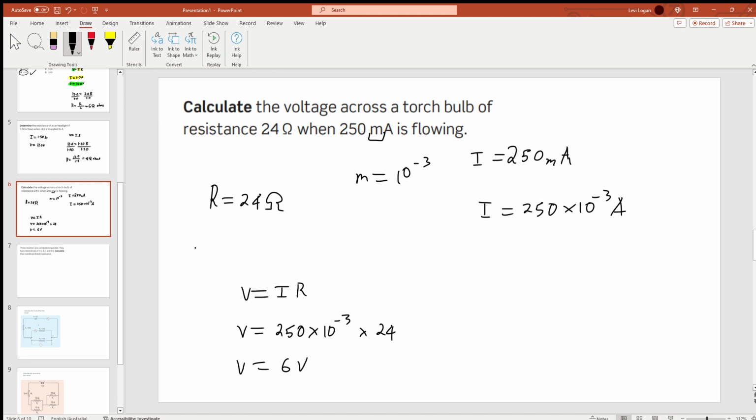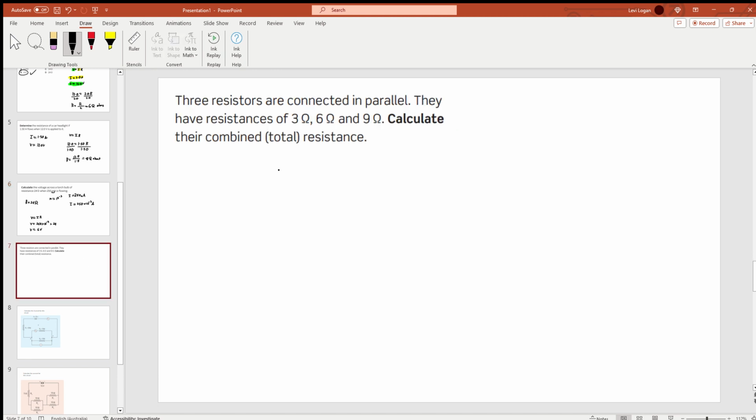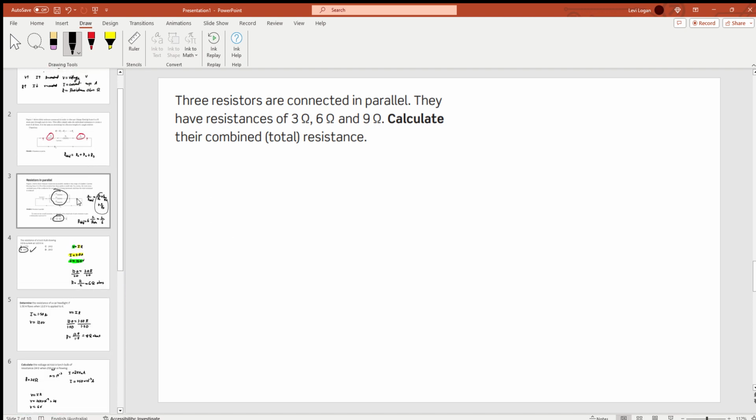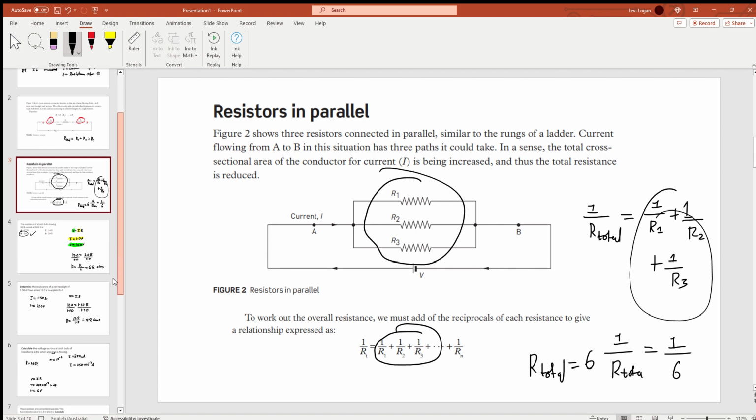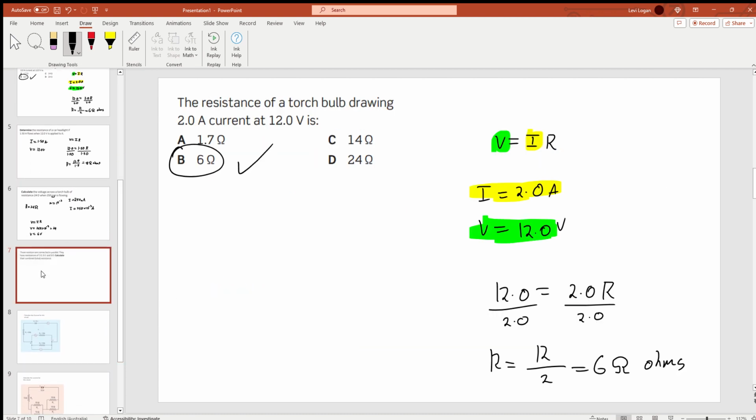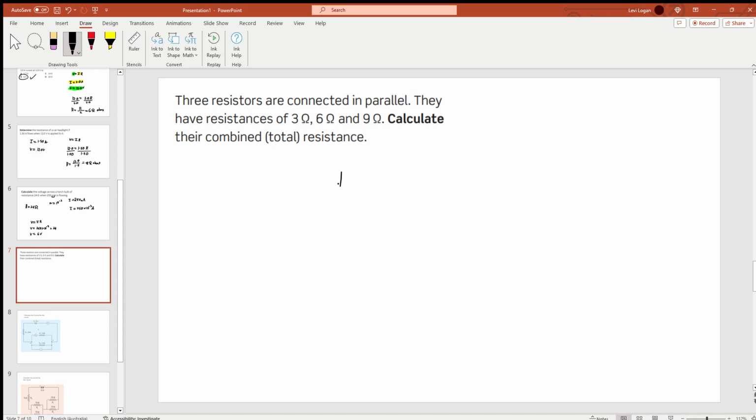Okay, right. Let's go on to the next one. So 3 resistors are connected in parallel. They have resistances of 3 ohms, 6 ohms, and 9 ohms. Calculate the total combined resistance. Okay, so this one's not really using Ohm's law. It's practicing the stuff we've mentioned up here, calculating the total resistance in parallel. So for the total resistance in parallel, we've got 3 resistances. So resistance 1 is 3 ohms.